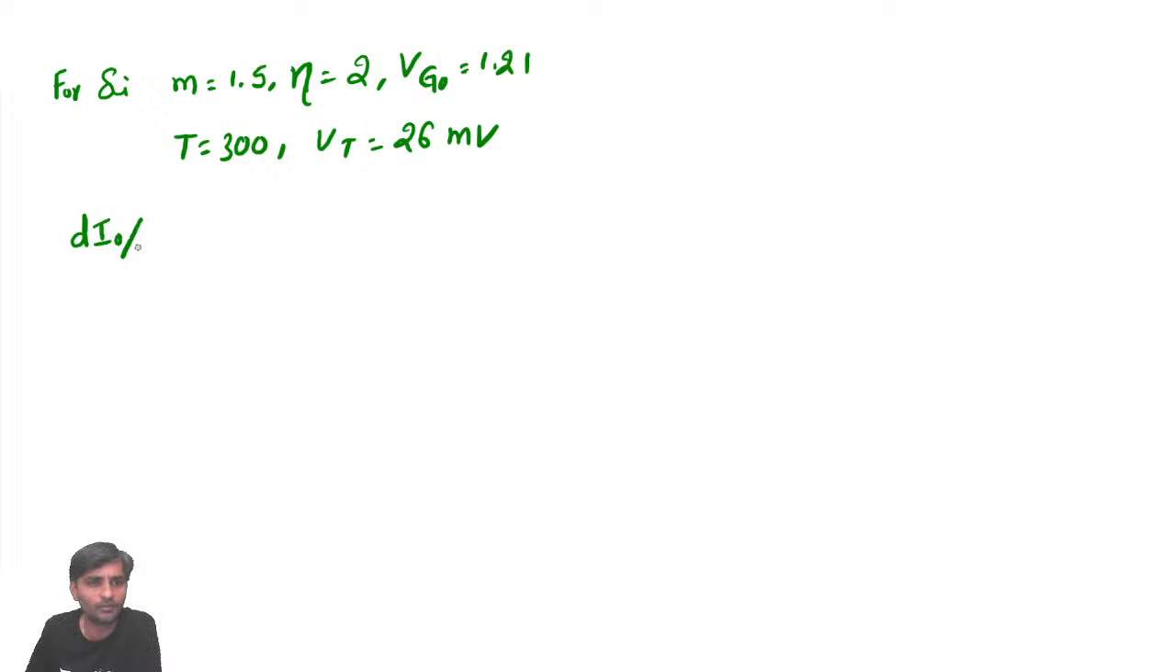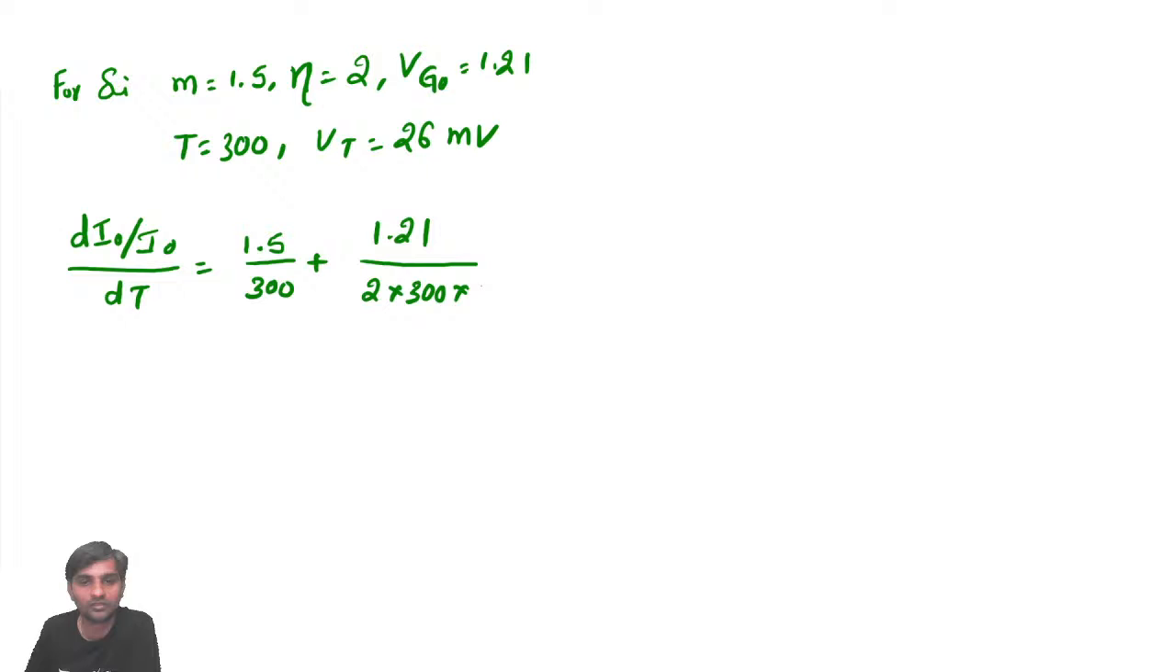dI naught by dT is equal to m, 1.5 by 300, plus Vg naught, 1.21 by 2 into 300 into 26 millivolts, 26 into 10 to the power of minus 3. So how much will you get? You'll get approximately 0.08, that is 8% per degree centigrade. So what do you mean then?